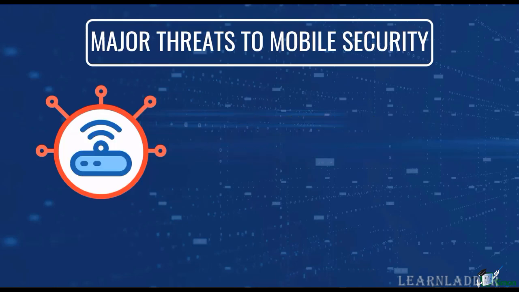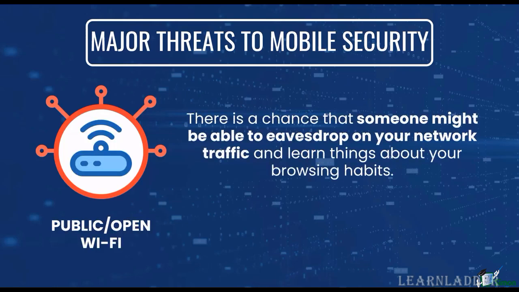Another potential threat to mobile security is public and open Wi-Fi. We'll talk about this more in our discussion of virtual private networks, or VPNs. If you're connected to a public Wi-Fi network, especially one without a password, there's a chance that someone might be able to eavesdrop on your network traffic. This is especially a risk with mobile devices since they're more likely to connect to these networks. Additionally, there's a chance that insecure and vulnerable apps are sending out your sensitive information.